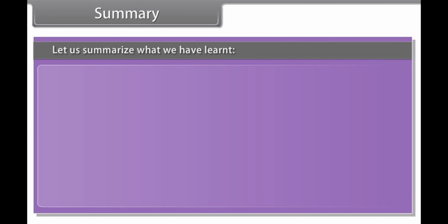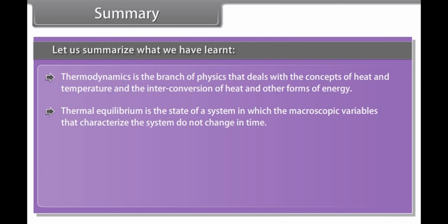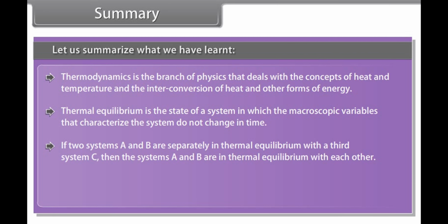Let us summarize what we have learned. Thermodynamics is the branch of physics that deals with the concepts of heat and temperature and the interconversion of heat and other forms of energy. Thermal equilibrium is the state of a system in which the macroscopic variables that characterize the system do not change in time. If two systems A and B are separately in thermal equilibrium with a third system C, then the systems A and B are in thermal equilibrium with each other.